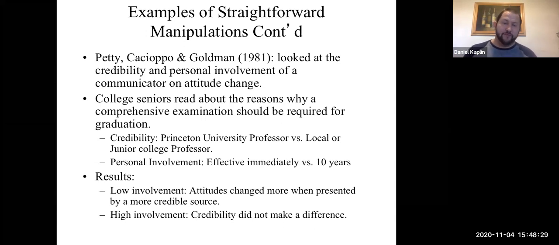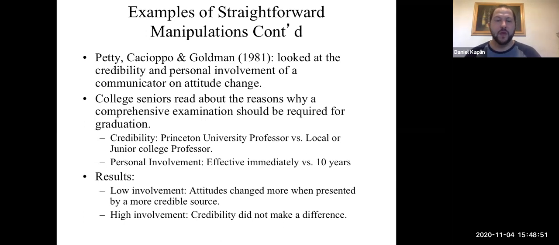And then there was a level of involvement. If the survey results supported the comprehensive examination, people were told that either it would take place effective immediately, which would affect the people filling out the survey, or it would take place in 10 years, which would not affect the people filling out the survey. And what they found was when the respondent, the person filling out the survey, was not personally involved, if the comps were going to occur 10 years later, then you were more objective and you paid attention to credibility. So you're going to have more attitudinal shifts with a Princeton professor versus a local college professor.